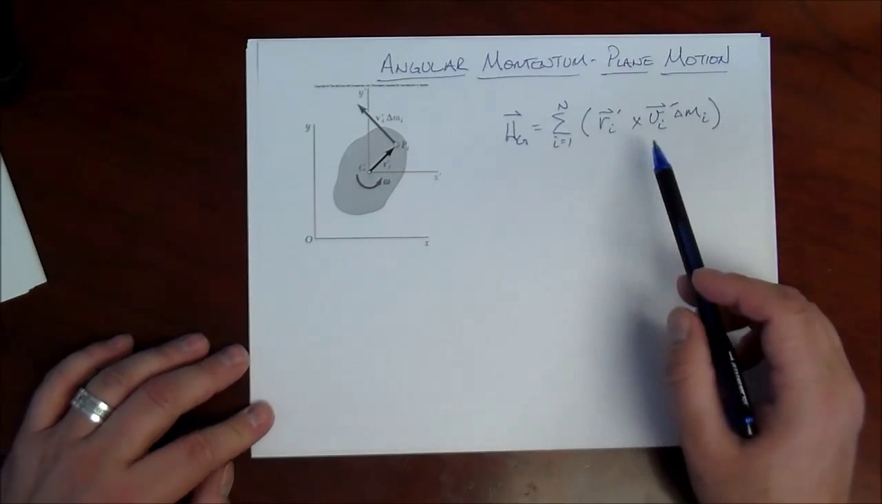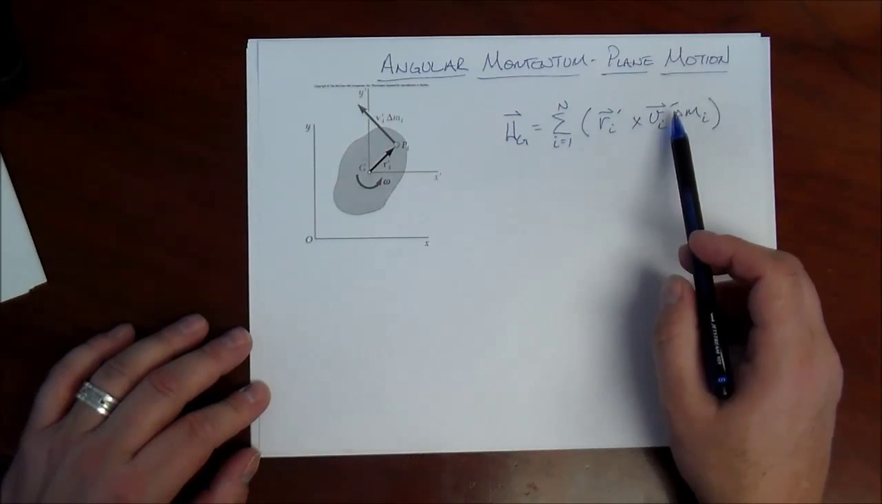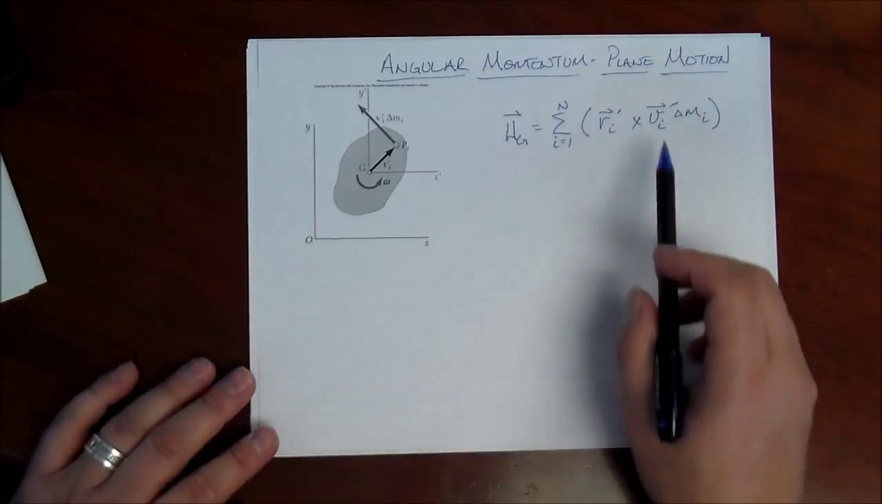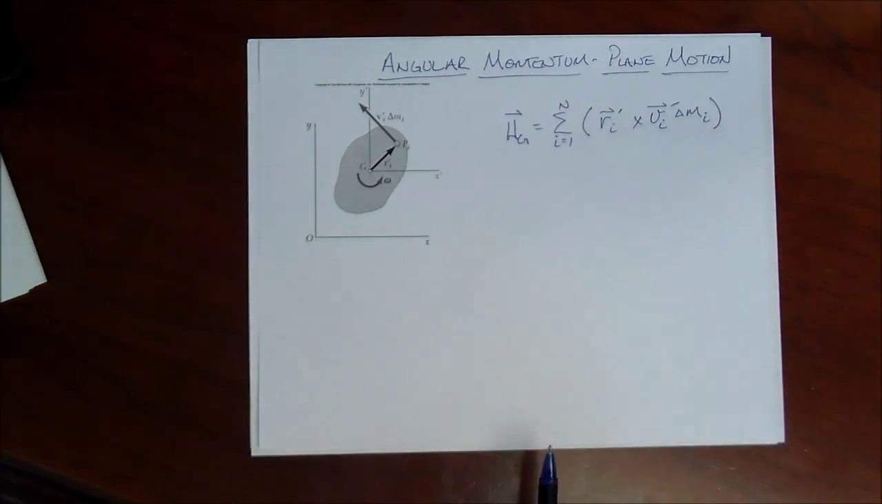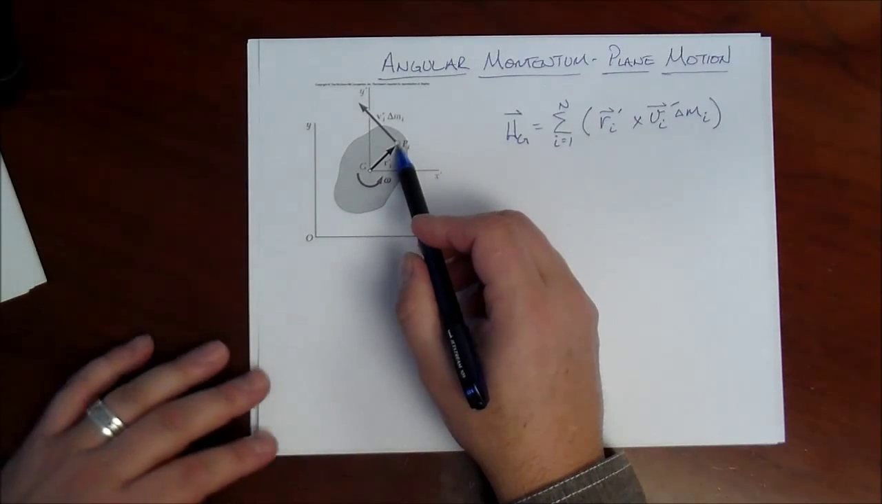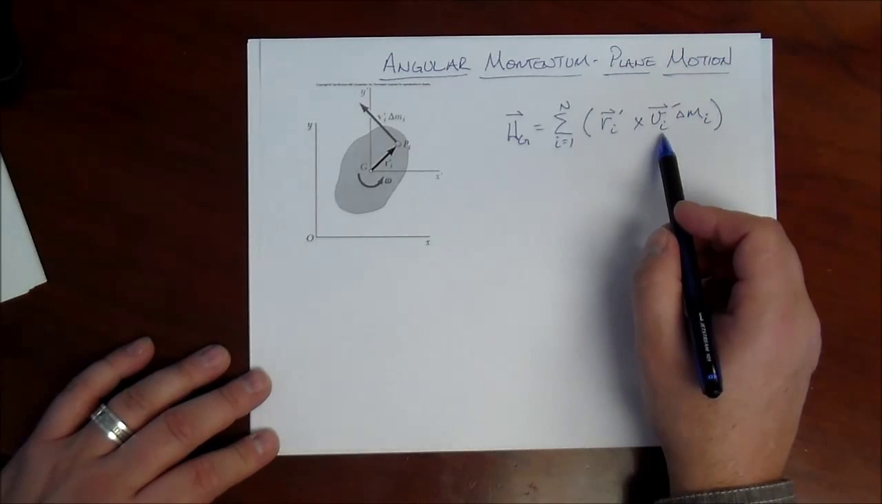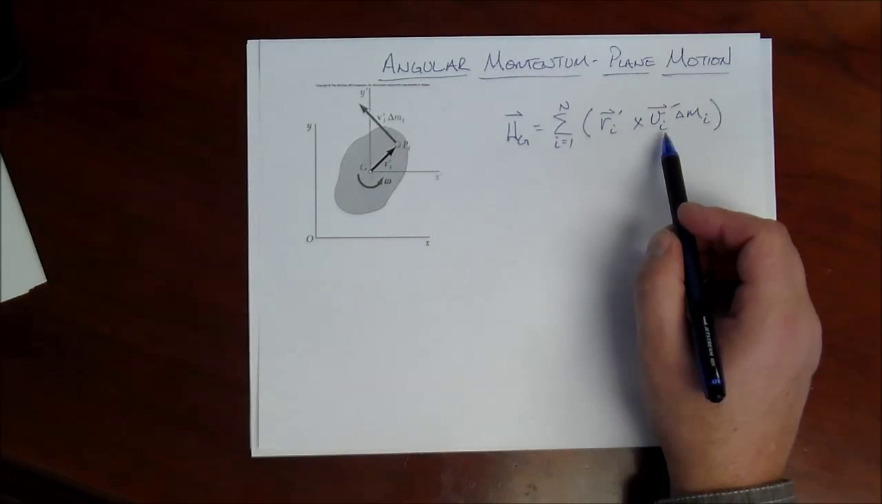There was a second way of calculating angular momentum, which was using the momentum and hence velocity in the absolute frame with respect to O. Using this approach, r sub i prime is the position of a particle, a point on the rigid body, with respect to the mass center, and v sub i prime is the velocity with respect to that mass center.